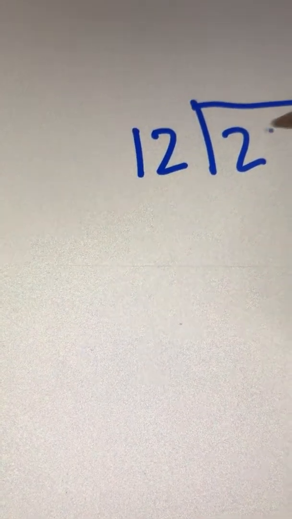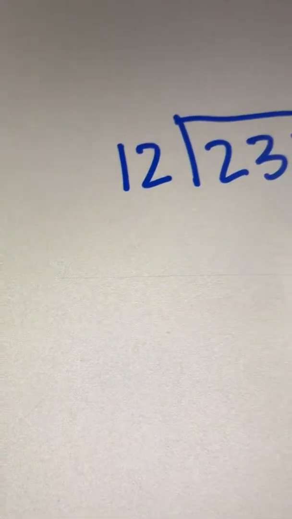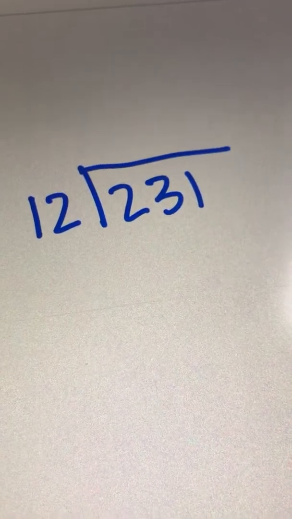Hi there, it's Mrs. Butters, and I'm here to show you my favorite trick for working with double-digit divisors. Sometimes you get lucky on a double-digit divisor, and it's something like 12, where you know the multiplication facts. Well, I'm going to use 12 just as an example right now to show you my strategy.